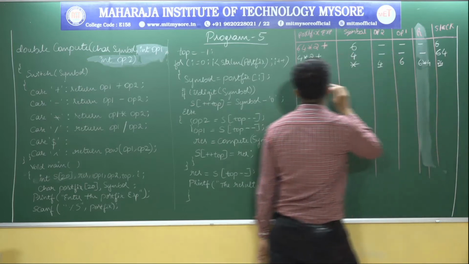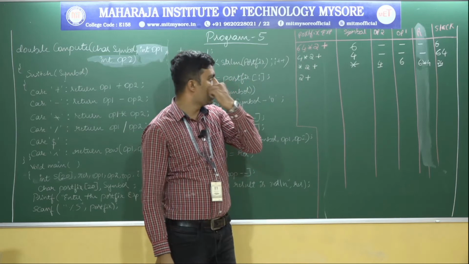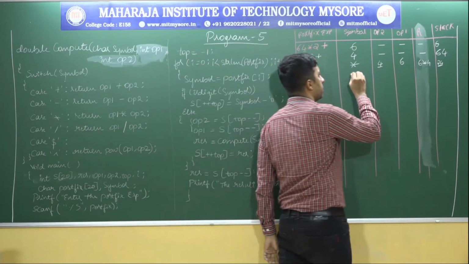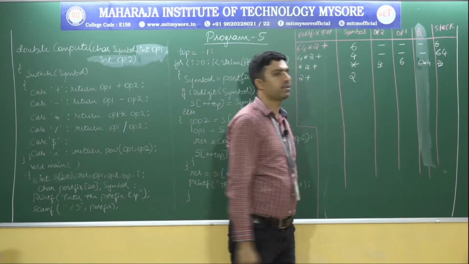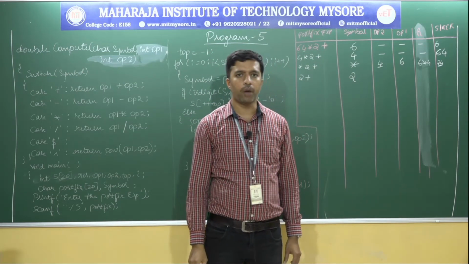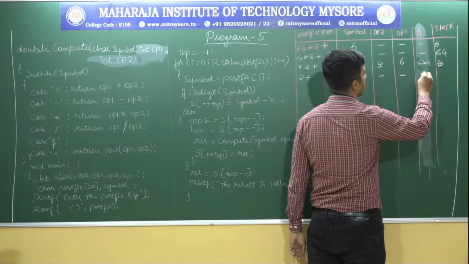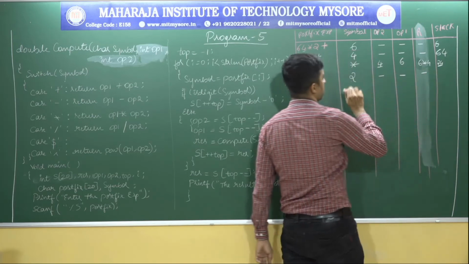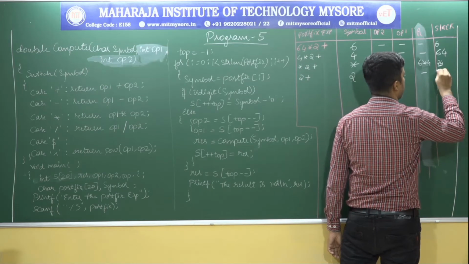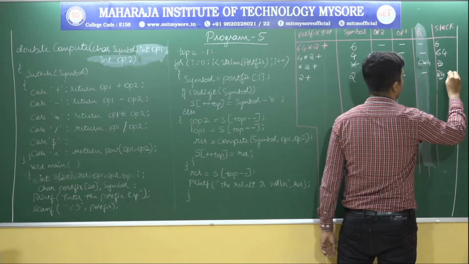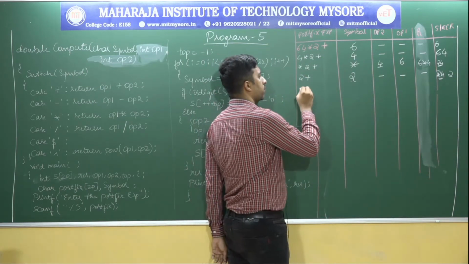Now it remains with 2 plus. The next scanned element is 2. Since 2 is not an operator, it is just an operand, so it does not perform any operations. It just pushes it to the stack. 24 is the single component there, and the next value is 2. The top of the stack is 2, so 2 is pushed.